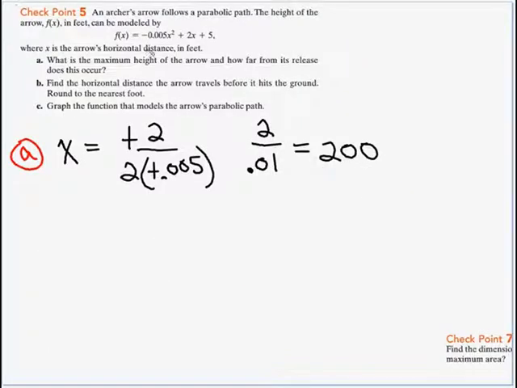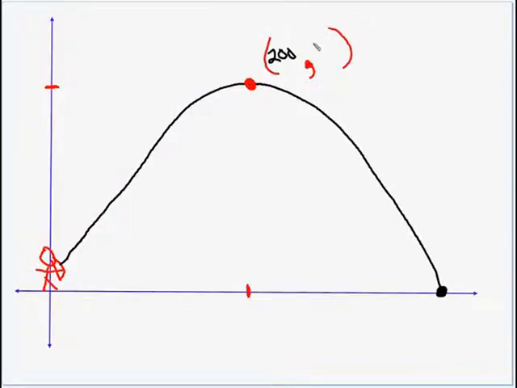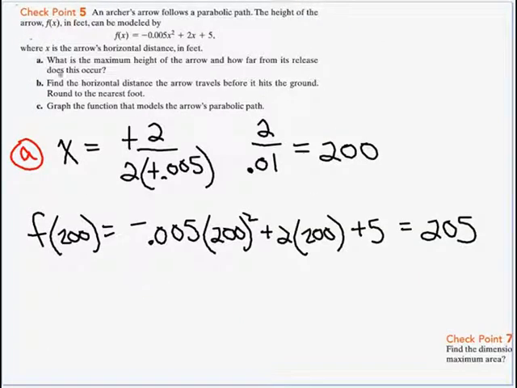Okay, how do we find the y value? Well, we just evaluate the function at that number. f of 200 is going to be negative 0.005 times 200 squared plus 2 times 200 plus 5. If you do all this right, do the squaring first, times the negative 0.005, add 400, then add 5. It comes out to be a nice, I believe it's 205. Yes, 205. So that's our y value. That's the maximum height of the arrow. So that finishes off part A, max height, how far from the release.